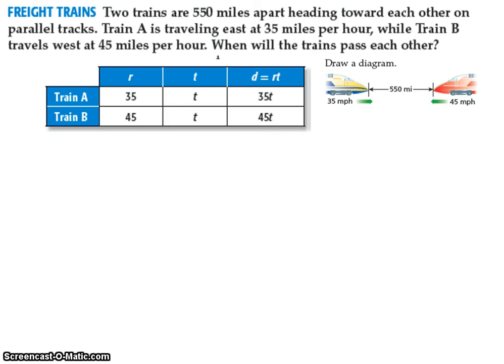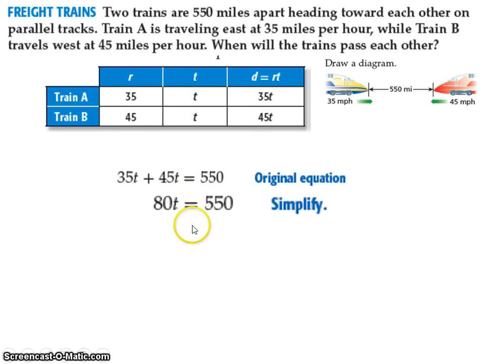And here's our chart. We have a rate of 35 miles an hour and a time, and there's our rate for train B and a time. Remember, distance equals rate times time, so that's why this is 35t and 45t. And we want to know they're traveling the same distance. So we're going to add these, and it should equal 550 miles. Now, when we add, we get 80. Now we're going to divide by 80. So our answer is 6.875.